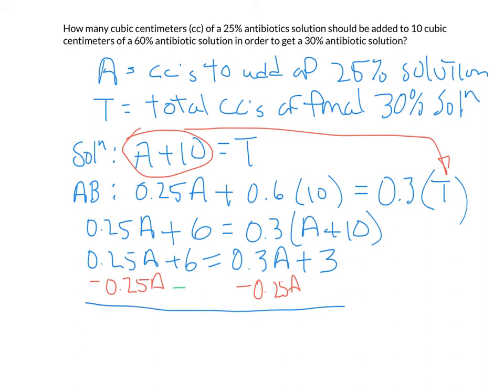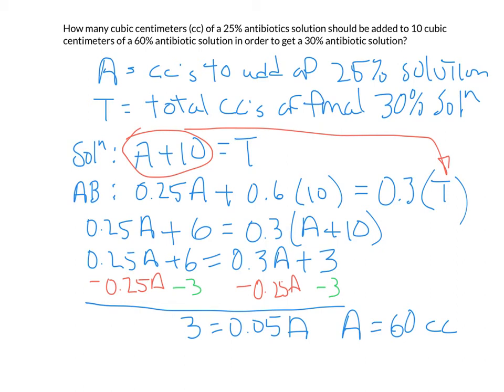So let me write that in green. So subtract 3 from each side, and that should give us 3 equals 0.05A. So we're going to divide 3 by 0.05 because 0.30 minus 0.25 is 0.05. So we're going to do 3 divided by 0.05, and that's going to give us that A equals 60 cubic centimeters of the 25% antibiotic solution should be added.